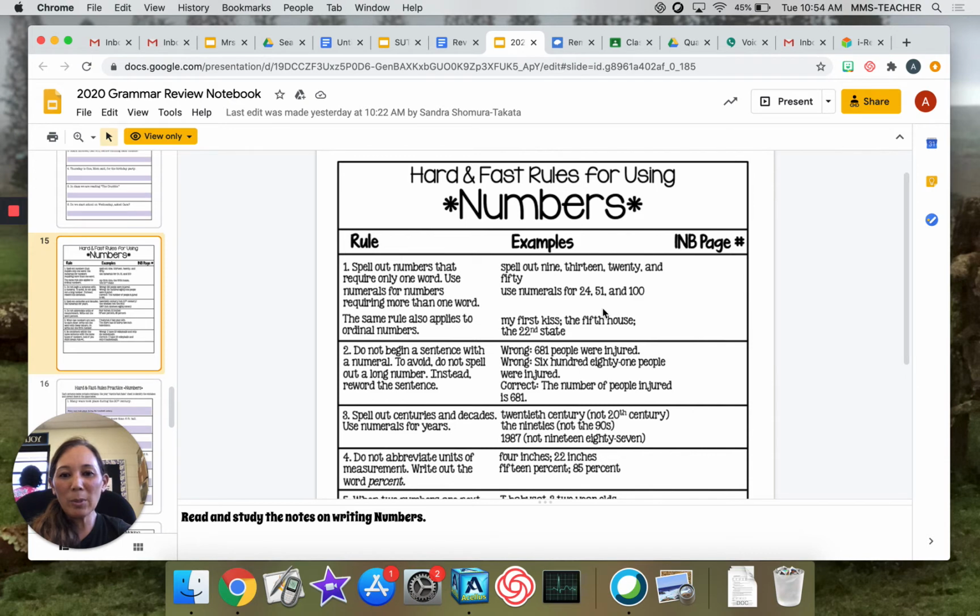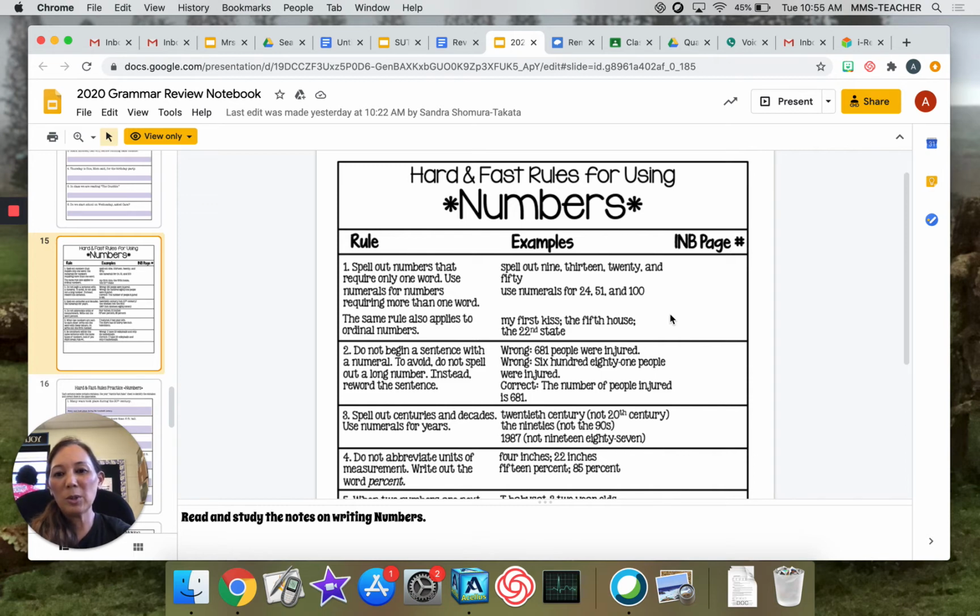The same rule applies to ordinal numbers. So, you know what comes first or next. It says, my first kiss, the 5th house. And you notice the 22nd state, they're actually using numbers, because you would have two words when you spell out the words 22nd. Okay, so that's rule number 1.